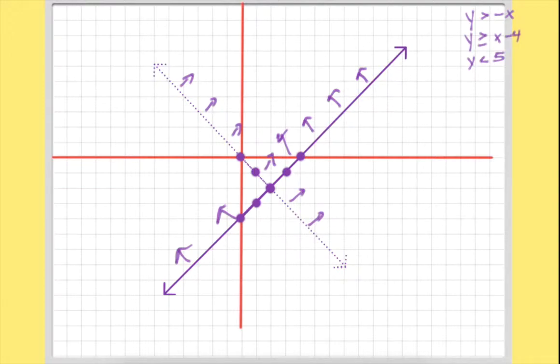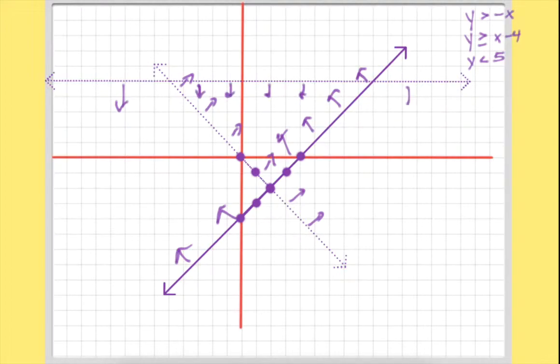Then y is less than 5. That's a horizontal line. Since it's less than, we're going to use a dotted line, and we're going to put it at 5, because that's the value they give us. So we get a horizontal line that's dotted at y is 5. And since it's less than 5, that means we're going below the line.